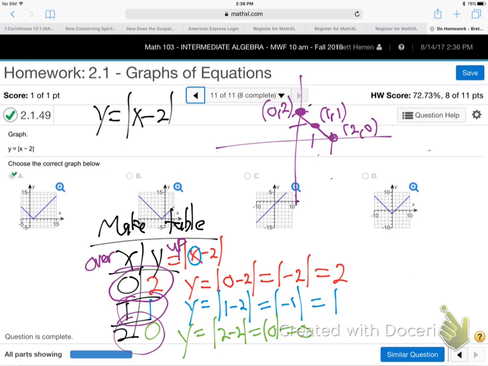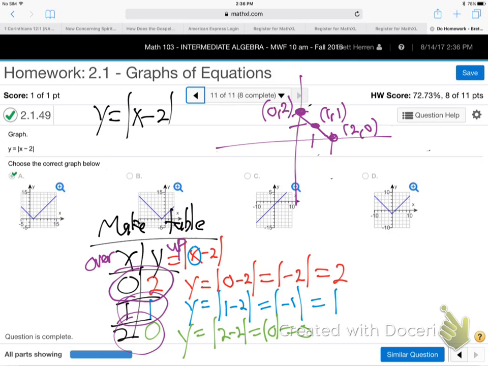So if I just do that, it looks like it's going to be a straight line, doesn't it? But this one's not a straight line. Absolute value is always a V. X squared's a U shape. Absolute value will always be a V graph. It's going to bounce. It can be a V up or a V down. It's going to bounce somewhere.